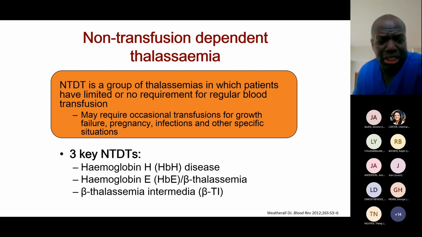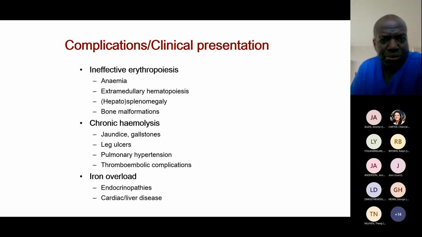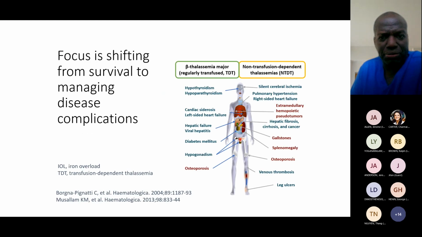And these are patients like the HPH, which I've talked about earlier, and some of these other two, which are effectively milder forms of beta thalassemia. They have risks of the complications that are described in relation to the transfusion-dependent thalassemics. However, these tend to be milder, and thankfully they don't suffer the sequelae of those that are transfusion-dependent.